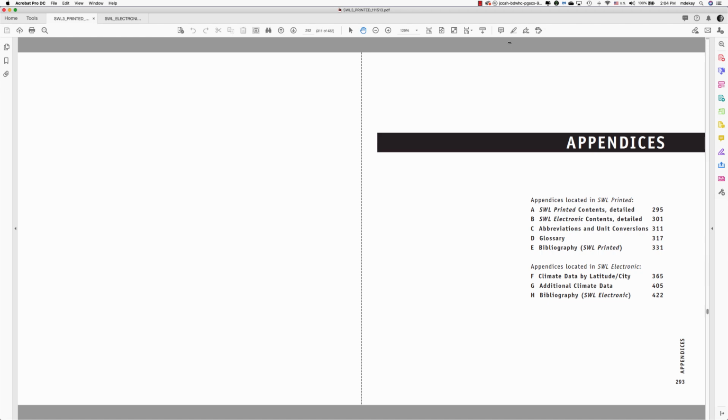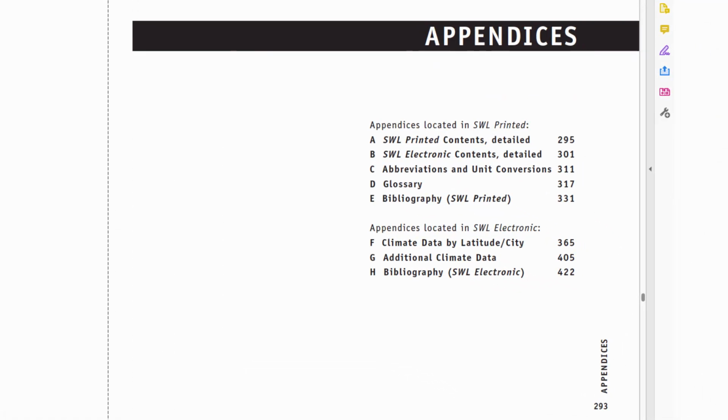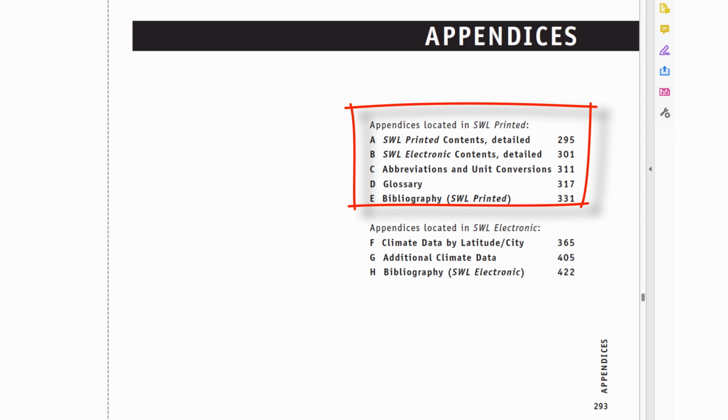All right, then we also have some appendices, and here this gives you a distinction about which kinds of appendices are located in the printed volume, which kinds are located in the electronic volume. So in the printed volume, you'll find the printed contents and electronic contents in detail form, abbreviations and unit conversions, a glossary for all the weird terms we use, and a bibliography for those sources that are located in the printed volume, those citations that we will use in the printed volume.